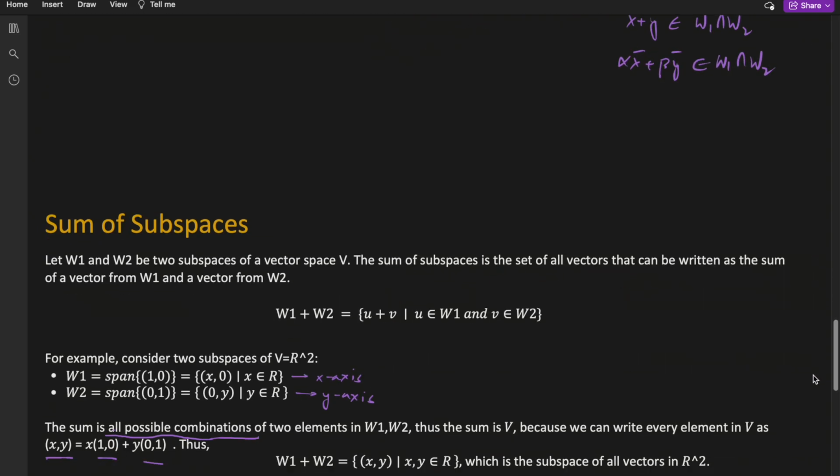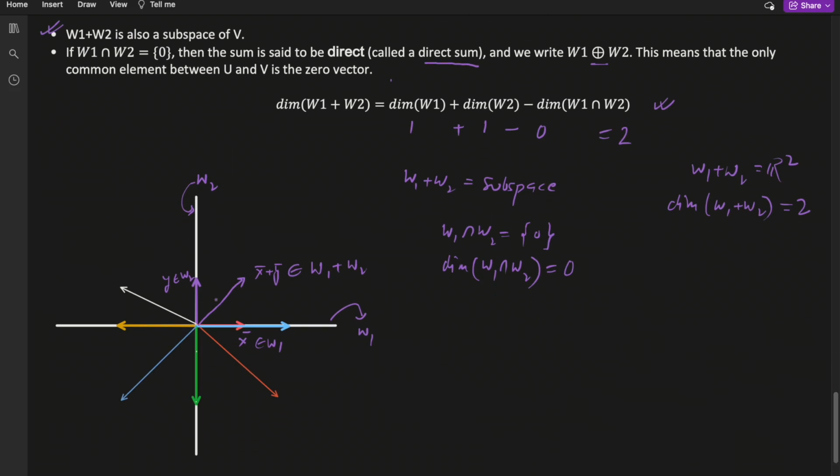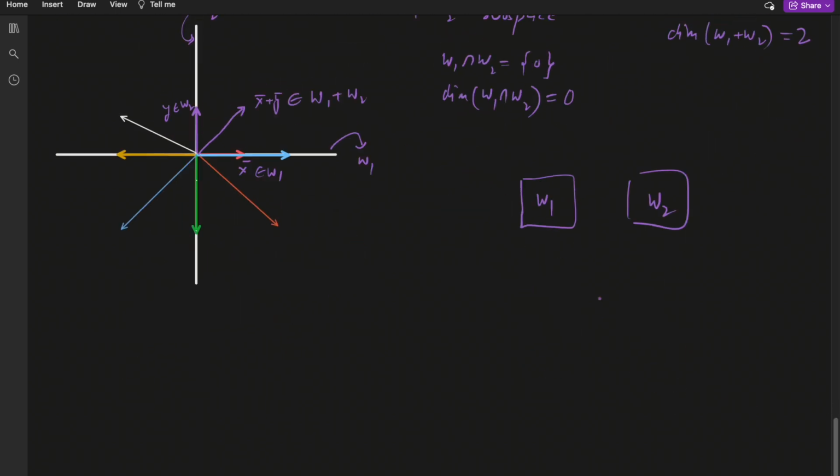But in the case of sum, we are already saying that we are considering the combination. Here, we are not only considering the vectors lying in W1 and W2. The diagram is something like this. We have vectors in W1, we have vectors in W2, right? You take the vectors from W1, you take the vectors from W2, and you put them inside a bag.